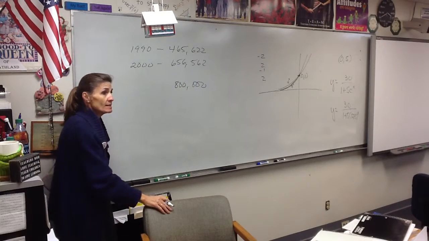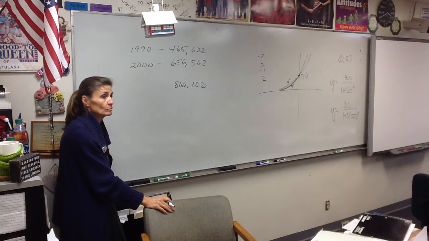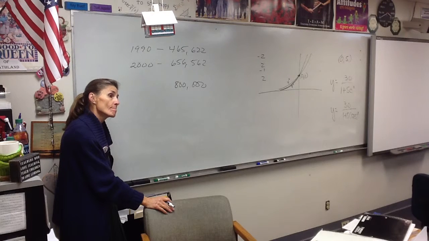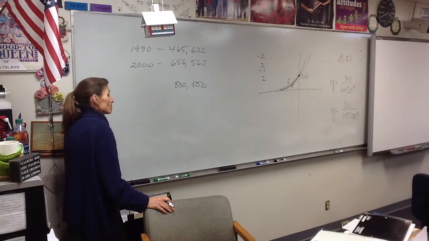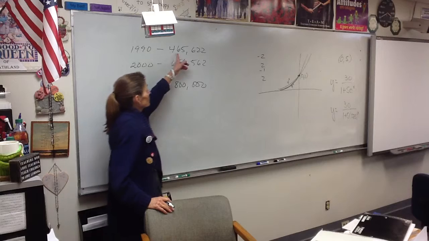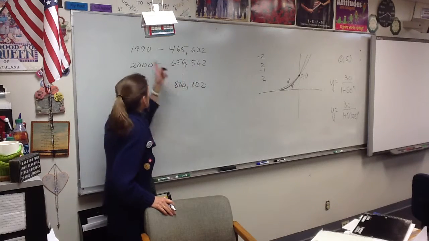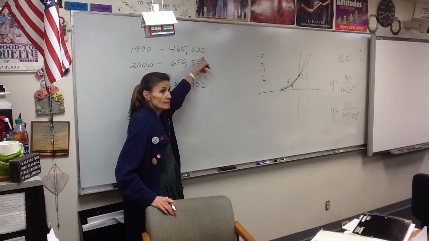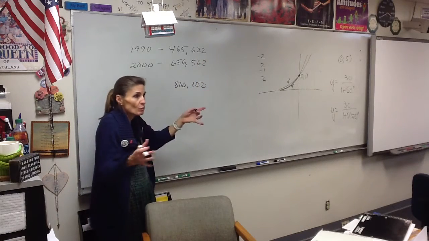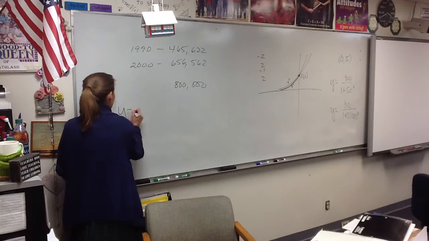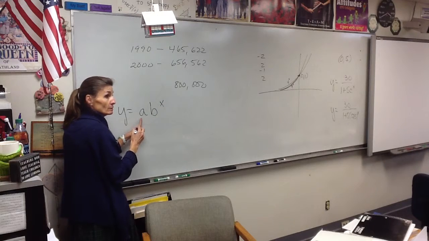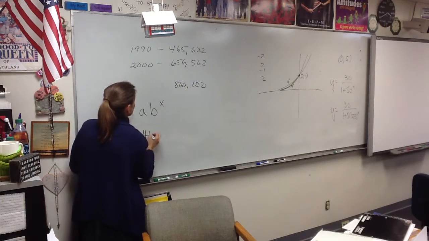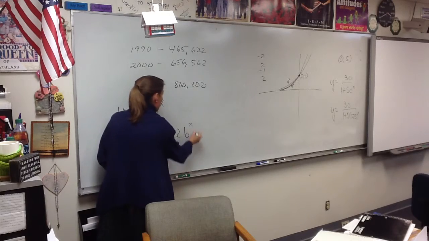Well, Vincent, did you have any idea how to start this? Not really. Well, let's think about it for a minute. These are points. And could we think of this as our initial value, since it's the starting point of when I was measuring the population? So if I'm going to build my equation, my A value could be that guy right there. So y equals 465,622 b to the x.